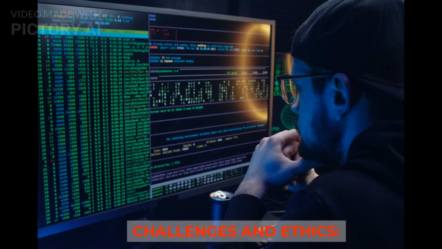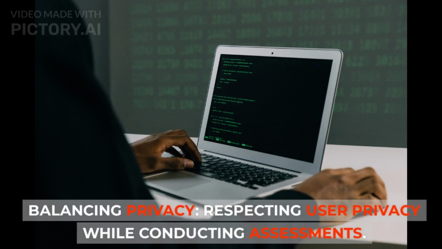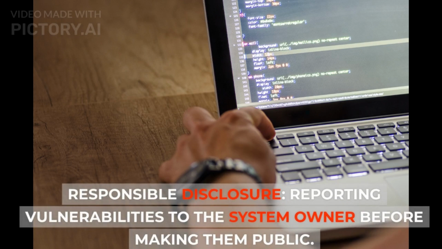Challenges in ethics. Balancing privacy. Respecting user privacy while conducting assessments. Responsible disclosure. Reporting vulnerabilities to the system owner before making them public.